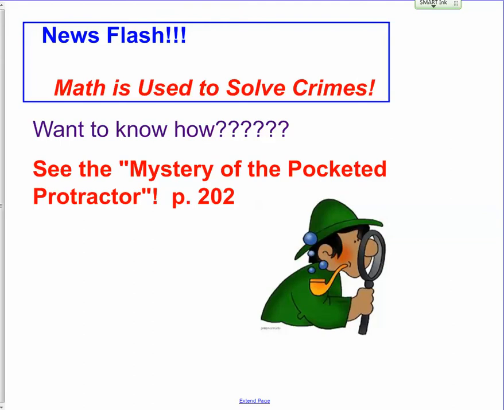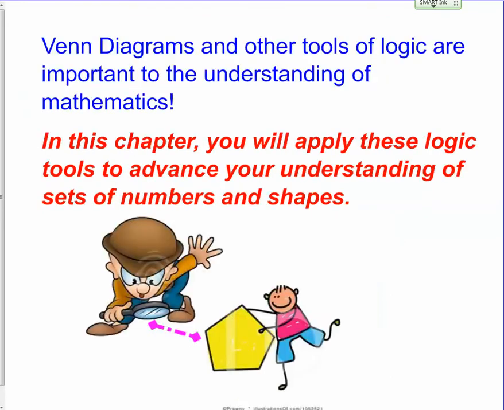All right, this whole unit, we started off with the mystery of the pocketed protractor. If you were absent, you can read it. It's on page 202. And you see that we solve the mystery by using what's called a Venn diagram. So Venn diagrams is one tool of logic, and you're going to use other tools of logic that are really important to the understanding of mathematics. So we're going to apply these logic tools to really advance your understanding of sets of numbers and shapes and sets of shapes.